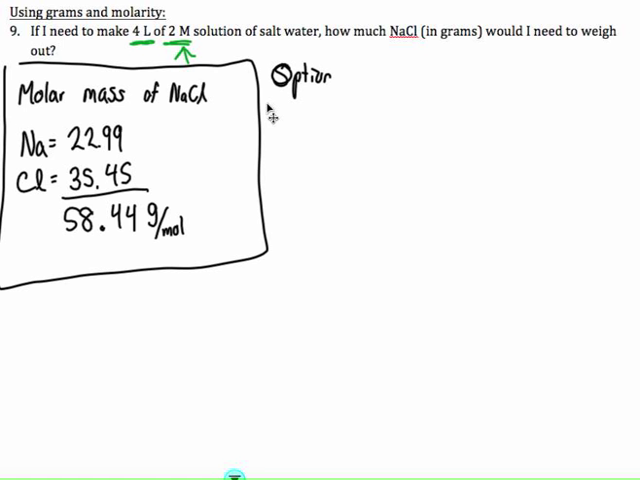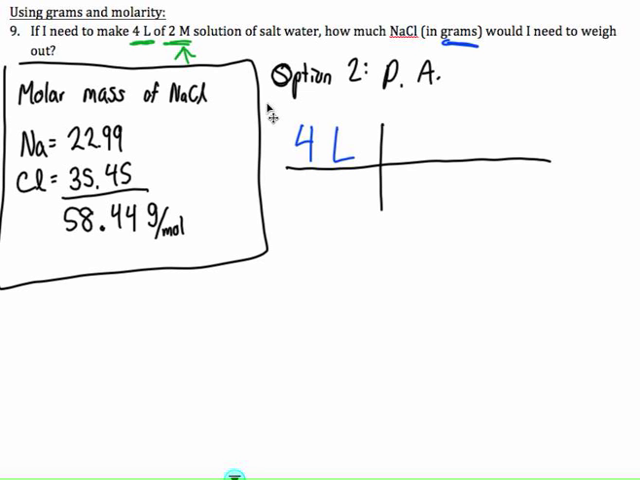Option 2 is to use dimensional analysis. So start with what I want. I want 4 liters, and I'm trying to figure out how to get that to grams. Well, molarity relates moles and liters. Moles is a step closer to grams. So I could go 2 moles over 1 liter. Then liter and liter cancel out. I'm left with moles, but I want grams.